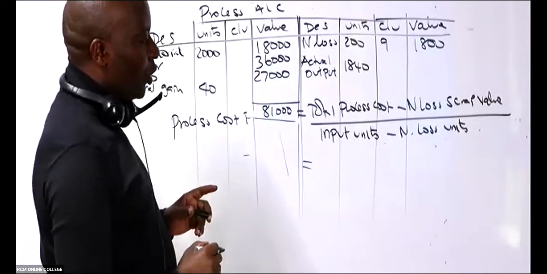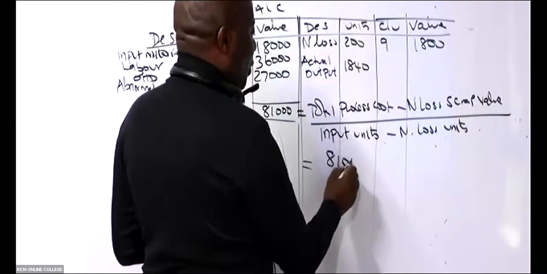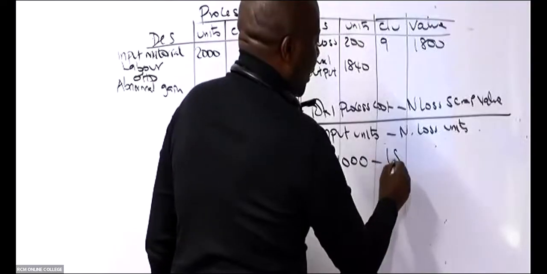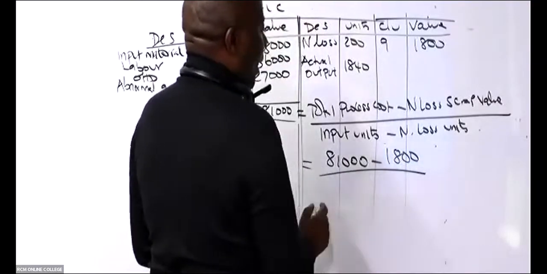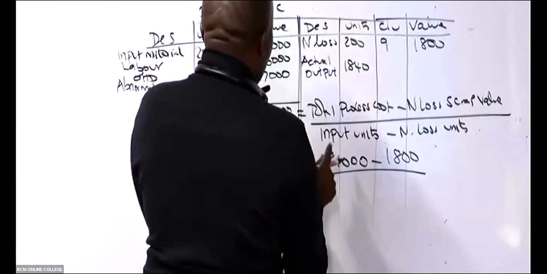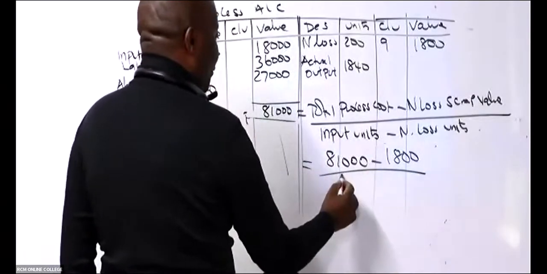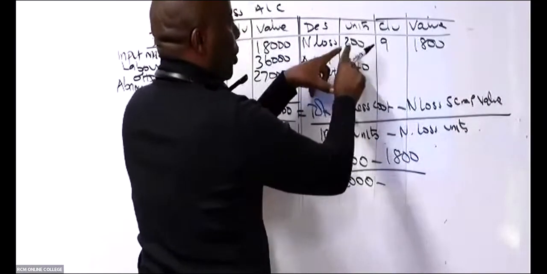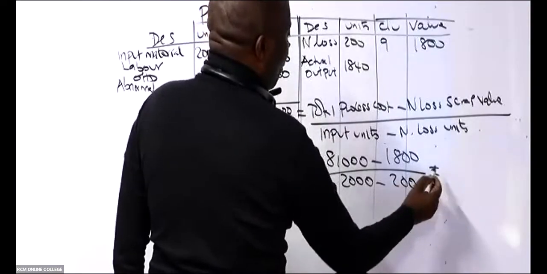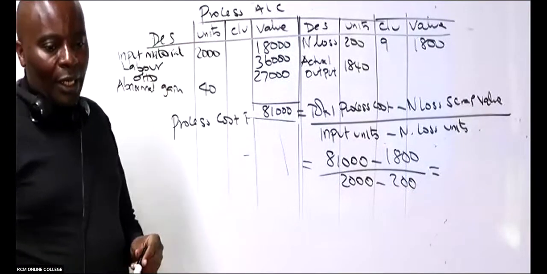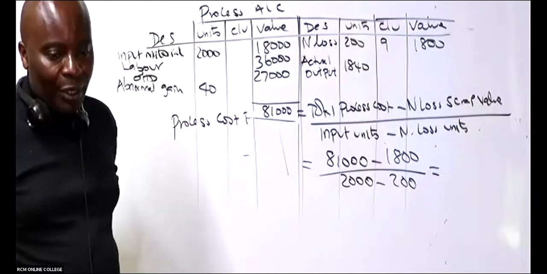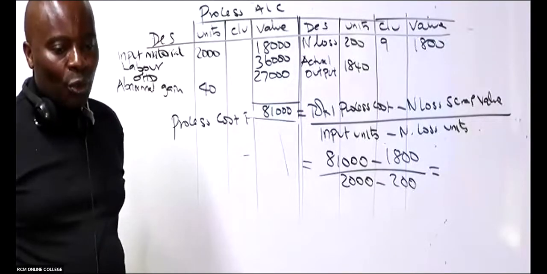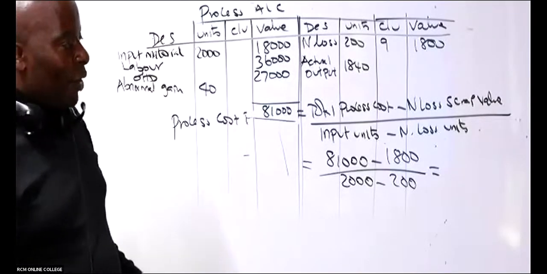Thank you so much. So then the total process cost will be 81,000 minus normal loss scrap value, 1,800, divided by input units. Input units, what do we have here? 2,000 minus normal loss units. Normal loss units, they are 200. So are you able to move slowly and give me the final answer here? 81,000 minus 1,800, divided by 2,000 minus 200. I'm being given a figure of 44.